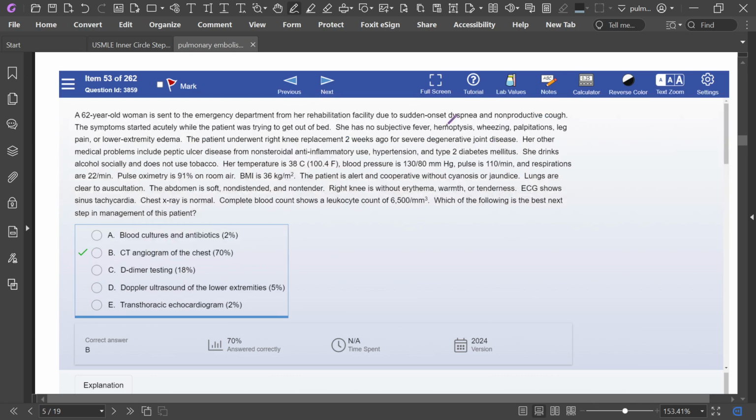This 62-year-old man, okay, good. Sudden onset dyspnea, non-productive cough, okay. There is fever, pressure is good, tachycardia, tachypnea, pulse is 91, BMI 36. Lungs are clear to auscultation. Right knee is without erythema, warm. ECG shows sinus tachycardia, and the leukocyte count is 6,500. Looks like pulmonary embolism.